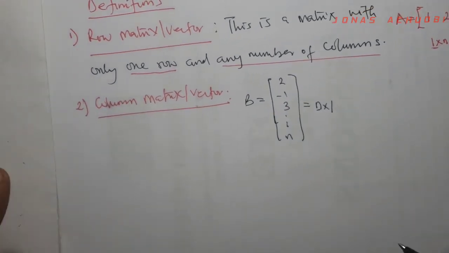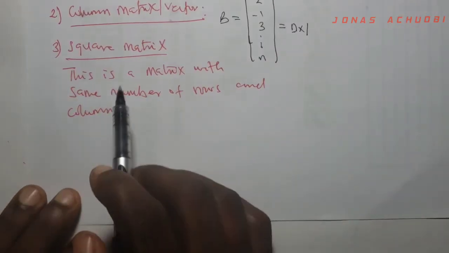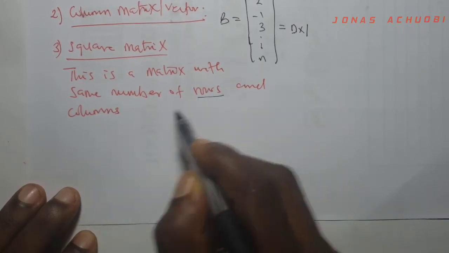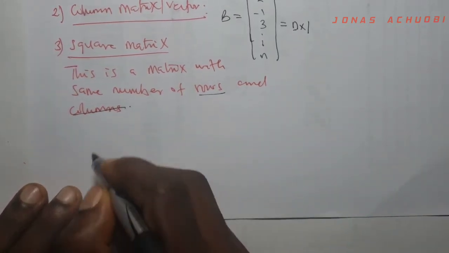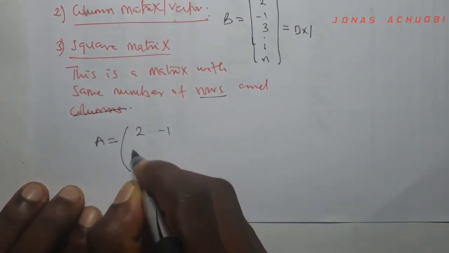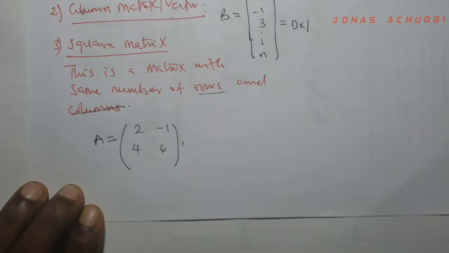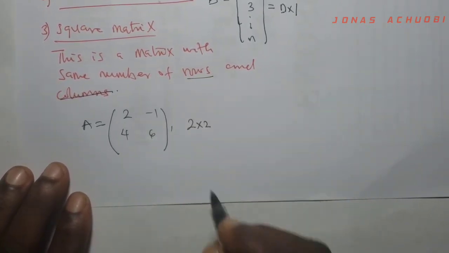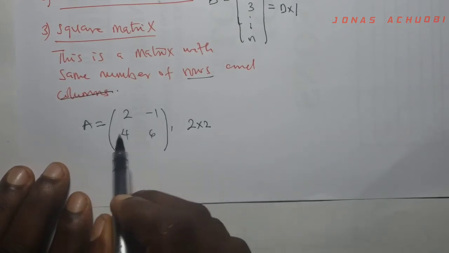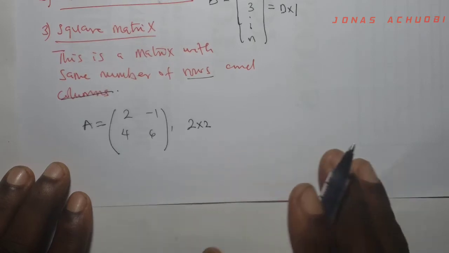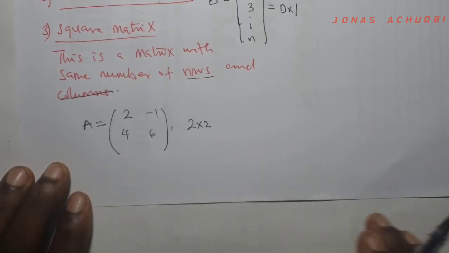That is it. The next one I want to look at is what we call the square matrix. A square matrix is a matrix with the same number of rows and columns. For instance, if I have matrix A with the entries 2, -1, 4, and 6, the dimension or order of this matrix is 2 by 2. The matrix has 2 rows and 2 columns. Since the number of rows and the number of columns are the same, matrix A is called a square matrix.